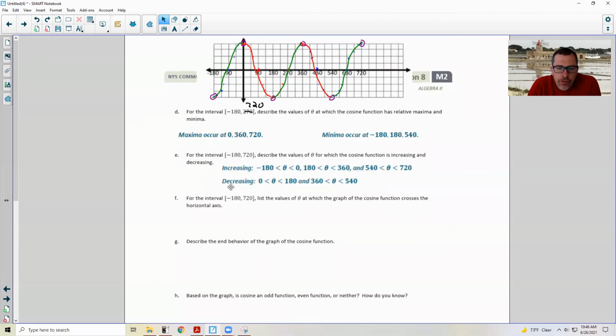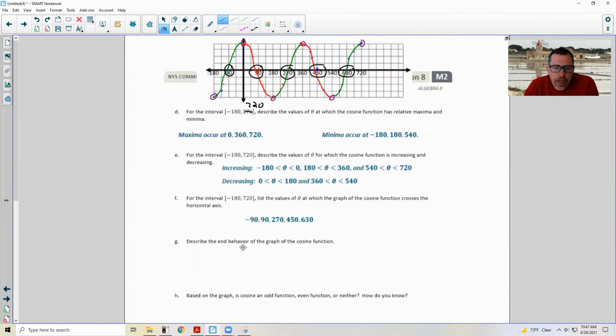For the interval, list the values of theta for which the graph of the cosine function crosses the horizontal. Okay, well, the horizontal is, it's crossing at negative 90, 90, 270, 450, 630. Those are where it is crossing the x-axis. Okay, so there are those values written down.